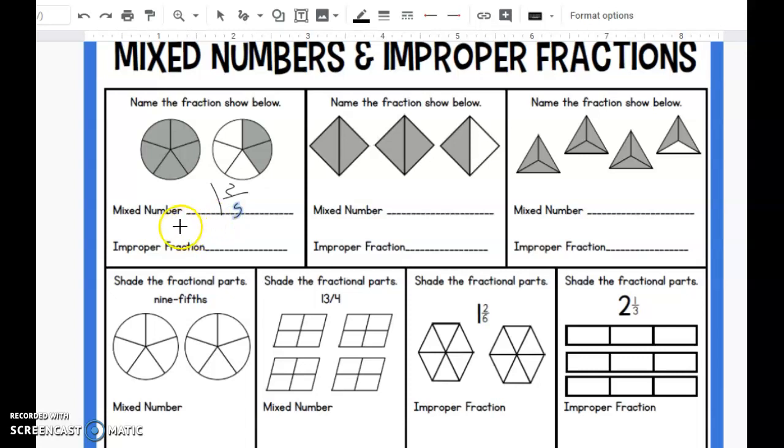As an improper fraction, that means I'm going to count how many fifths all together. So I have 1, 2, 3, 4, 5, 6, 7. So I have 7/5 colored in.